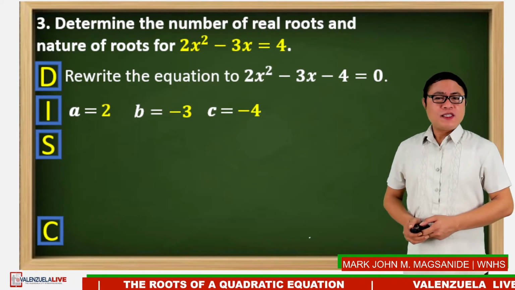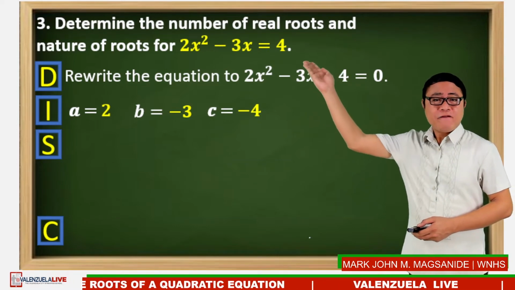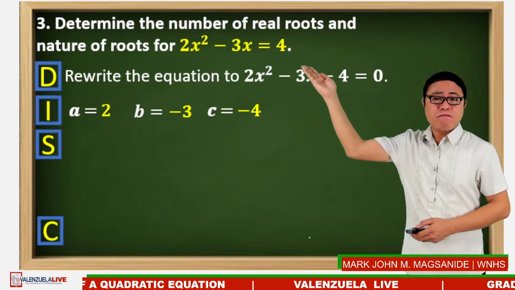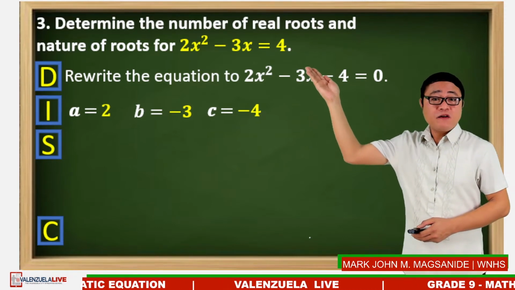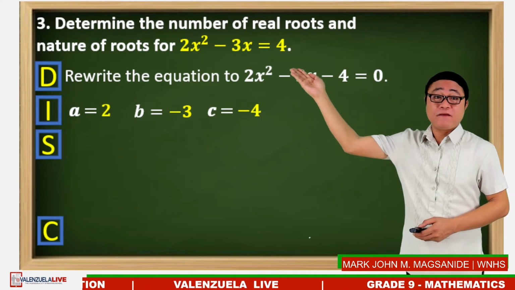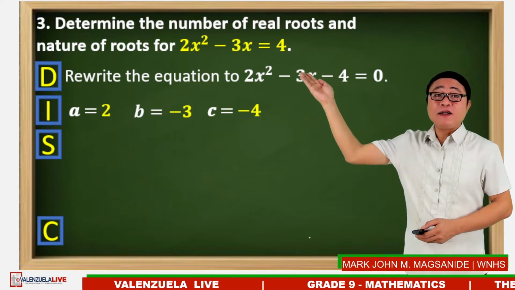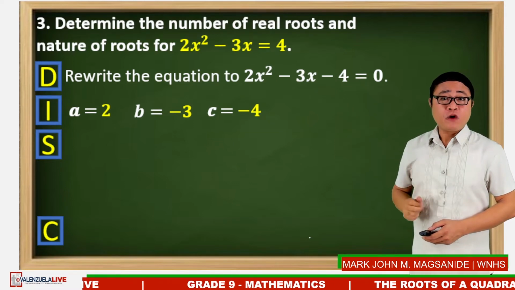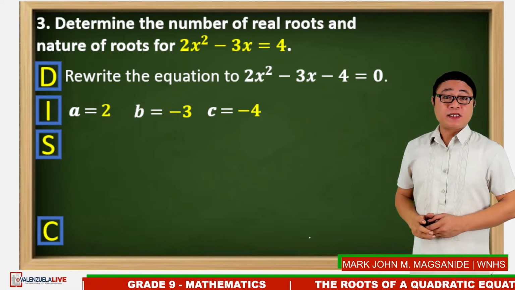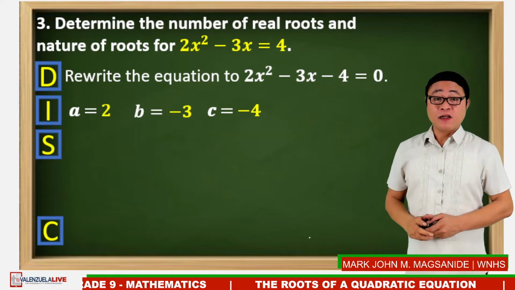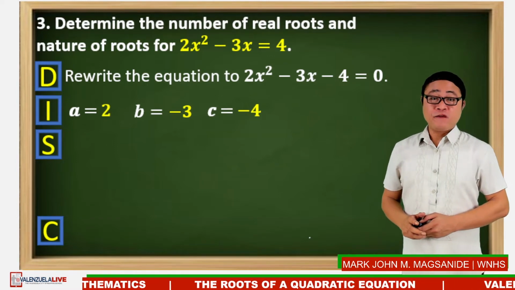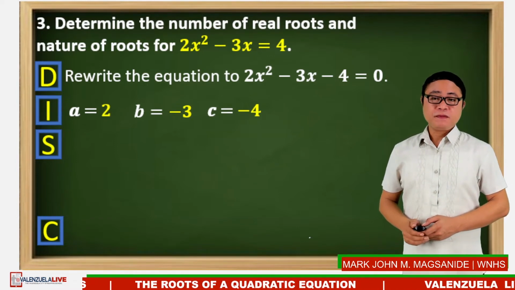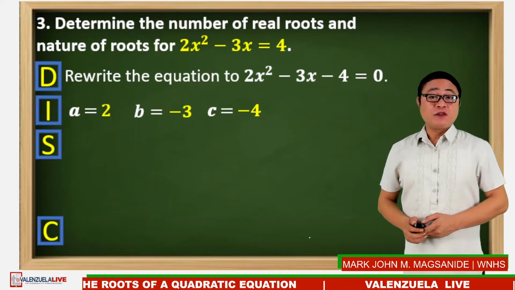Observe that if you use the given equation as a reference to the value of A, B, and C, the value of C will be positive. And in the standard form, it is negative. Therefore, you must always express the quadratic equation in standard form to get the correct value of A, B, and C. Let us proceed now to the third step.